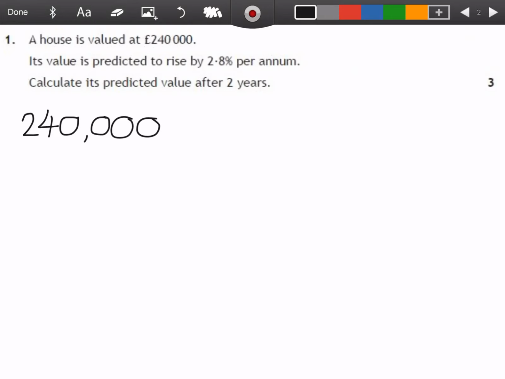To work out a value in the future, we multiply by... To increase, right, it says it's going to rise. To increase, we multiply by 1 point. If I wanted to increase by 28%, I'd write 1.28, but it's 2.8%. So it's 1.02, that's your 2%, 1.028, that's our increase by 2.8%. Per year for 2 years, to the power 2. If it was 3 years, it would be to the power 3.